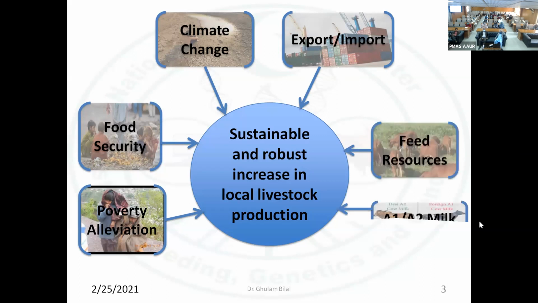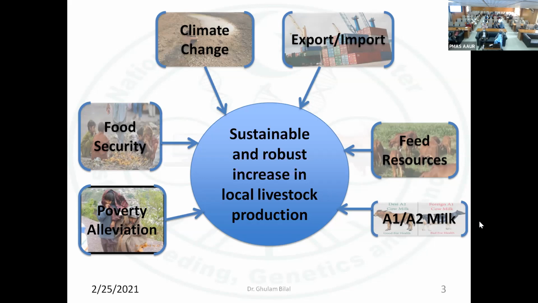develop our own. Our feed resources are limited. Pakistan is a big country in terms of agriculture, but still we have limited feed for our local animals. So our local animals can live with limited feed resources, but if we import animals from other countries, they need a lot of concentrate, a lot of forages.